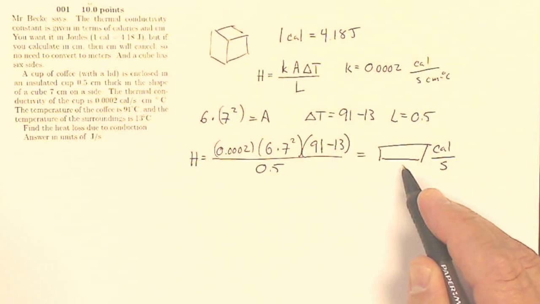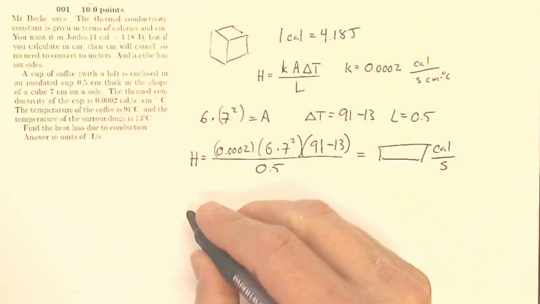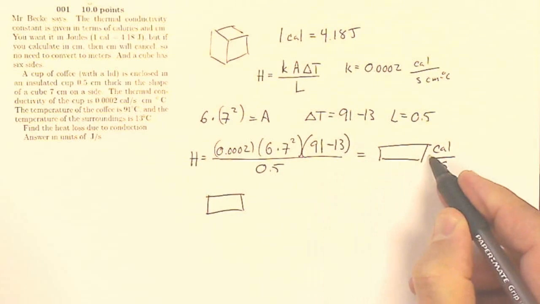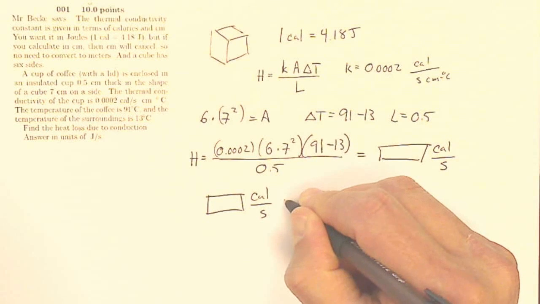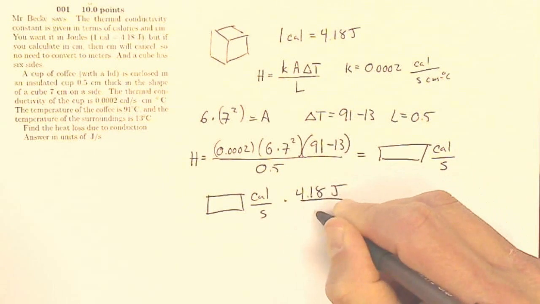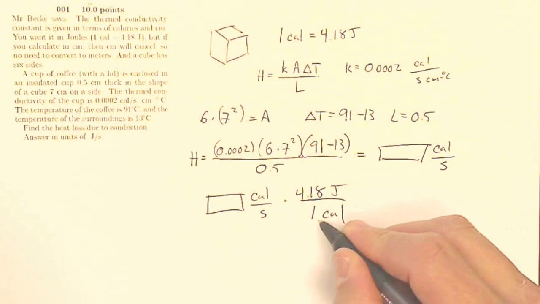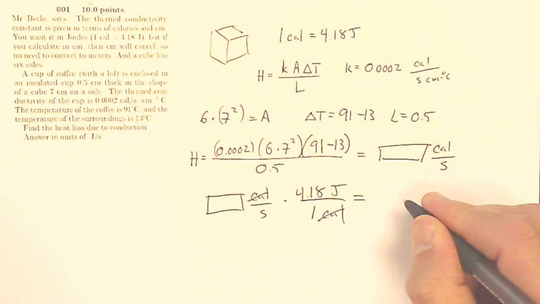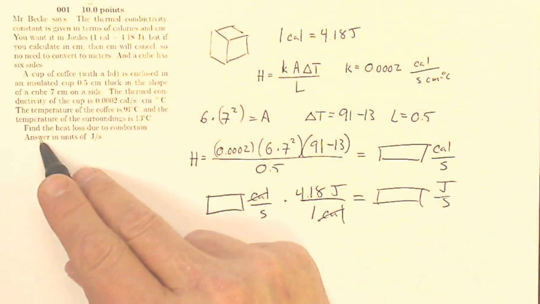So when I have that, I know that many calories, each calorie is 4.18 joules. So whatever I have for that number of calories per second, if I multiply it by 4.18 joules is the same as 1 calorie, which is the same as multiplying by 4.18. Calories will cancel out, and I'll be left with so many joules per second, or watts, and that's what we're looking for.